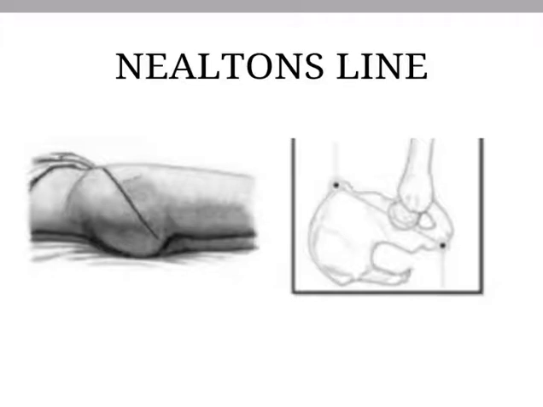It starts from the ischial tuberosity of the pelvis to the ASIS. If the greater trochanter is palpated above the line, it indicates dislocation of the hip.